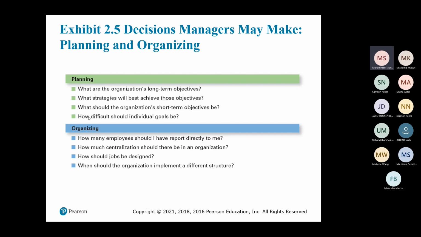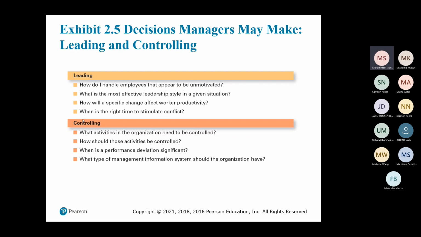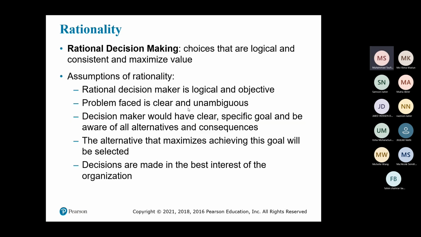And then, how difficult should individual goals be? You want to determine the level of difficulty for your employees' goals. So these are the kinds of decisions that you have to make as a manager. Then we have decisions under organizing, under leading, and under controlling. These are some of the decisions that you will make as a manager in a company. You can read through it later from the slide. All right, so that is effective decision making.